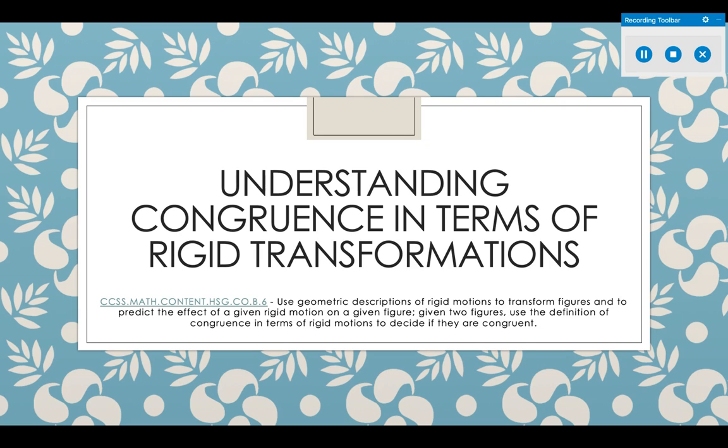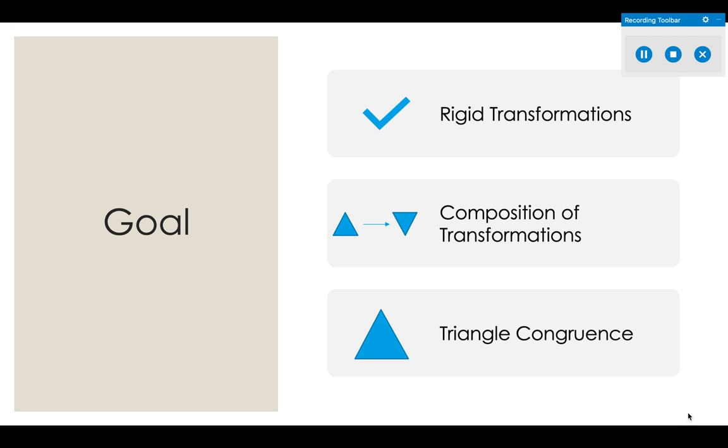Let's get started. So we have three goals for today. First, we're going to learn about some rigid transformations. Next, we're going to learn about composition of transformations. And third, we're going to discuss a little bit on triangle congruence.